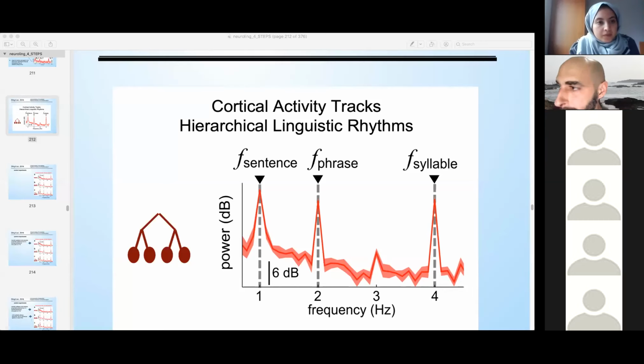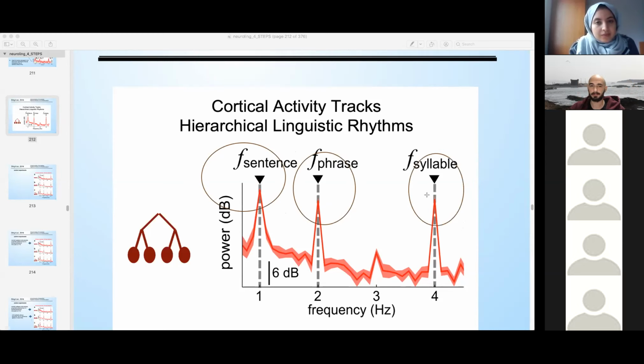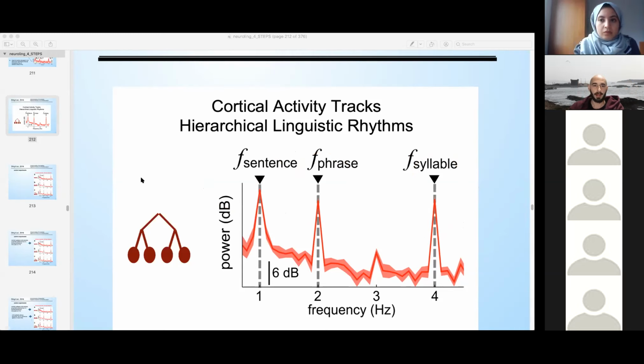Okay. All right. So again, with the new technology, I can show you the sentence peak, the phrase peak, and the syllable peak. Yeah. This is going to be all the drawing that I'm going to make. Right.